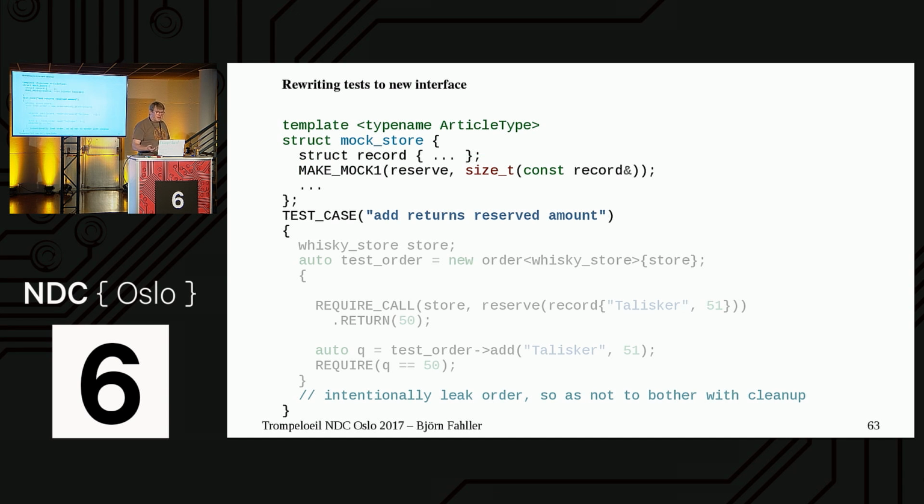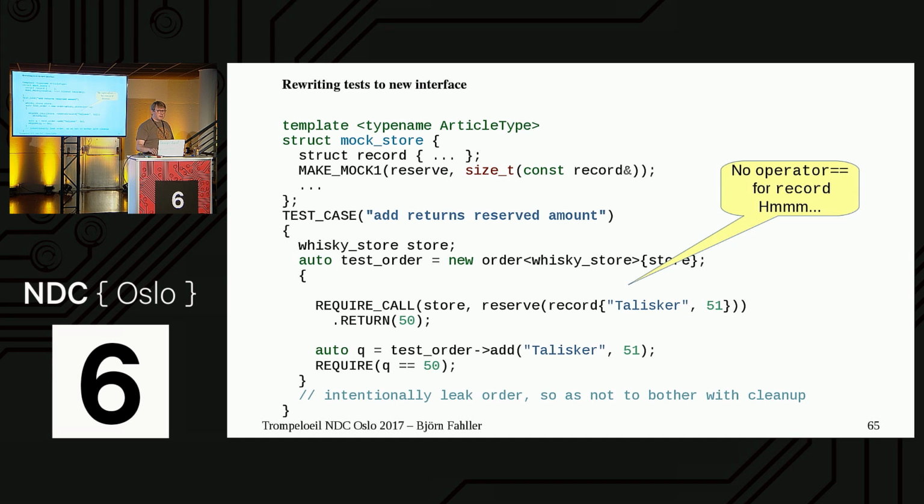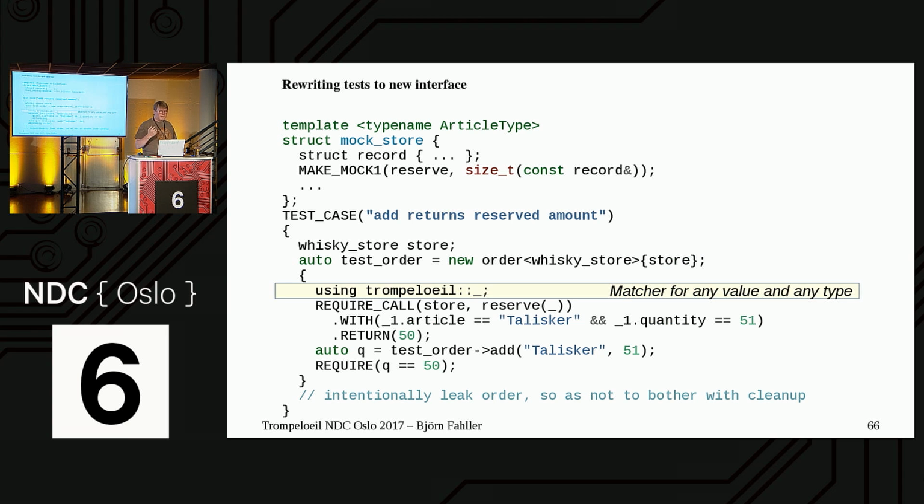So let's write some other tests. Add returns a reserved amount. So I create an order object from my mocked store, and I place a requirement that it's called with a record of 51 Taliskers. This won't compile because there is no equality comparison operator for record. I could implement one, but less fun in that. So instead, use the underscore wildcard.